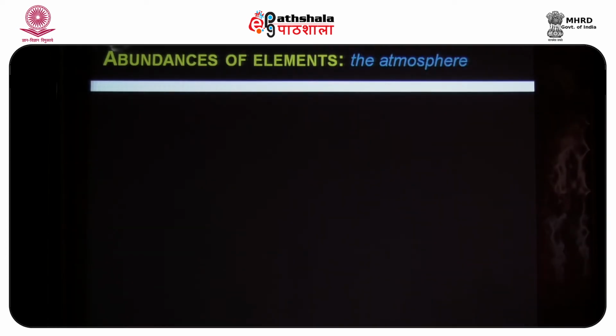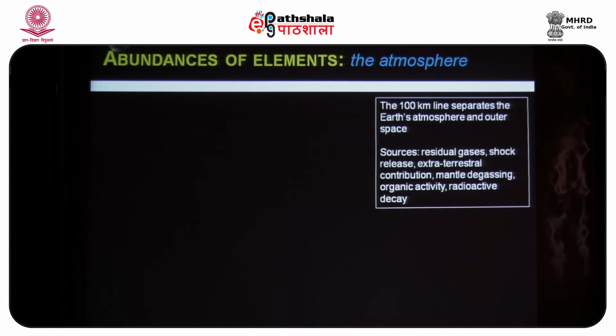Now, let us have a look at the composition or the abundances of the elements in the atmosphere. Atmosphere is a very important component of the Earth system. So, its composition and its evolution is very important, particularly also to understand the evolution of life on the Earth. So, let us have a look at the composition of the atmosphere. Before that, the Earth's atmosphere is actually considered to be up to 100 kilometer altitude, and beyond that it is considered to be outer space.